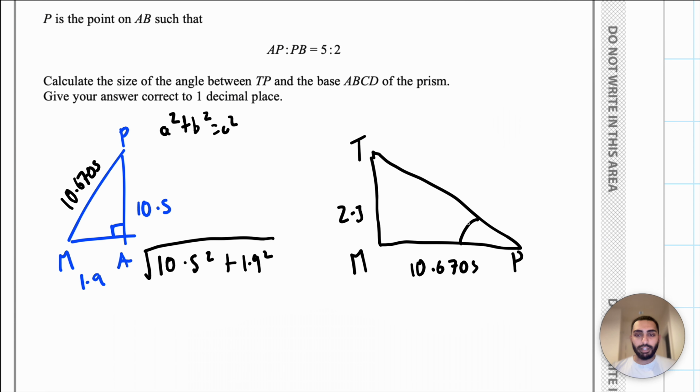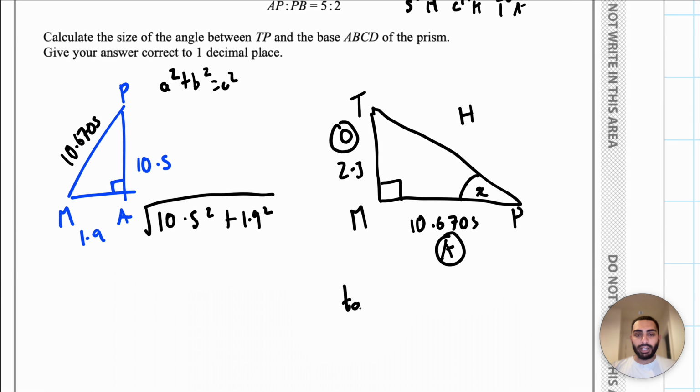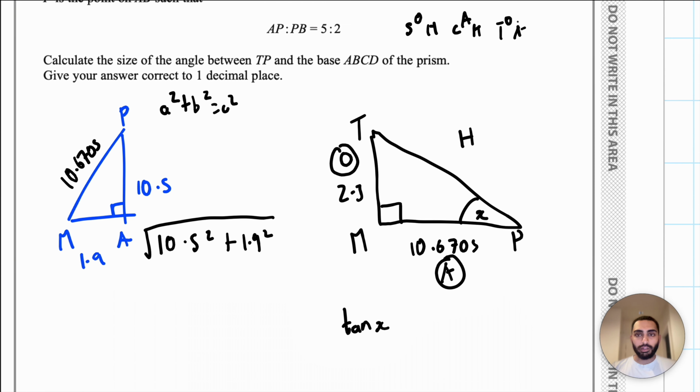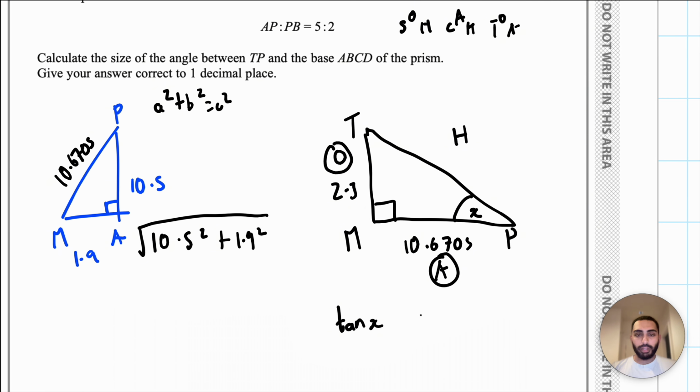10.6705. I'm trying to find out this angle, so I'm going to be using trig. I've got two other sides and I need an angle. So let's label these sides. This is a right angle, so the side opposite the right angle is the hypotenuse. The side opposite the angle that we're trying to find is the opposite, and that's the adjacent. Because we have A and O, and we're trying to find an angle, which of these are we going to be using from SOHCAHTOA? Has O and A, so we're going to be using tan. So tan of x is going to be the opposite over the adjacent. So the opposite is 2.3 over 10.6705.